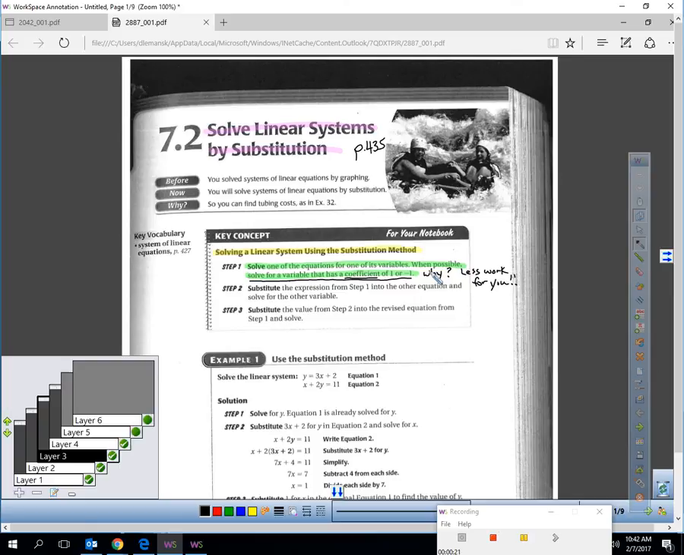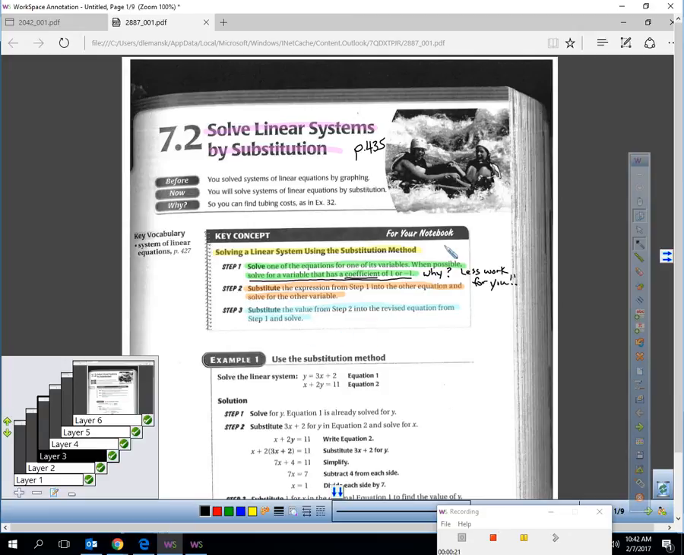You might be wondering, well, what's the point? Well, it's less work for you in this method if you do that. I'll show you that in a minute. The second step, substitute your expression that you developed from step 1 into the other equation and solve for the other variable. And then step 3, substitute the value from step 2 into the revised equation from step 1 and solve.